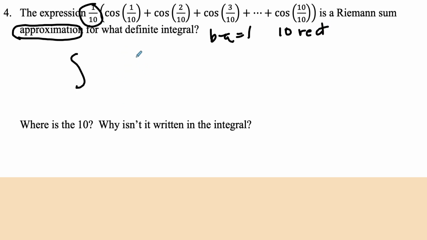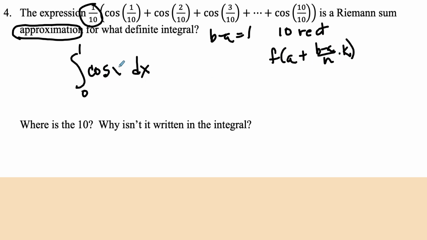So this is our width, delta x, and we're going in an interval of 1, so we go 0 to 1. And it looks like the function is cosine, and our x value, our f of a plus b minus a over n times k. We know that b minus a is 1, the a is 0, and we know we're constantly changing here, so that's just x here.